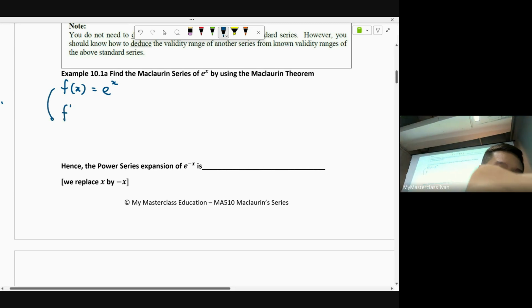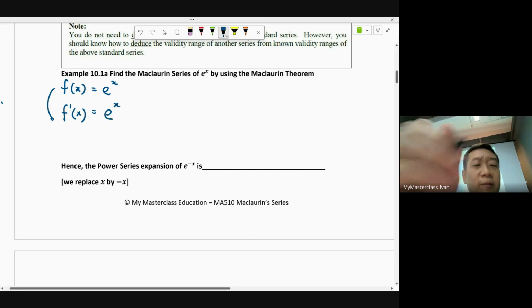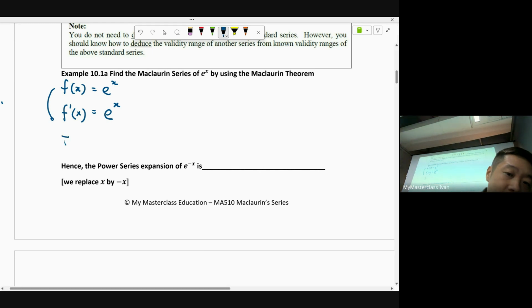Differentiate f(x) means f prime x. Differentiate e power x, Wes, becomes what? Differentiate, power put in front. Never bring the power in front, okay? Differentiate the power x is, yeah. Differentiate it again. It is still e power x. Differentiate it again. It is still e power x.